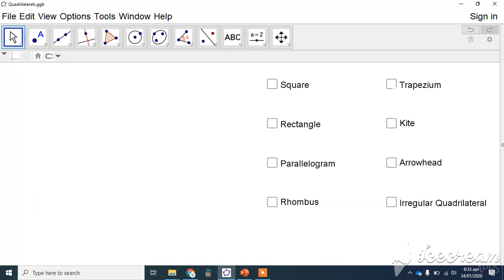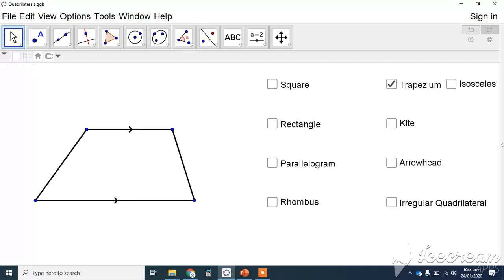Right, let's move on to a shape called a trapezium. Trapezium, this is what a trapezium looks like. These two sides, top and bottom, are parallel, which means they stay the same distance apart. And the other two sides, well, they can do what they jolly like.